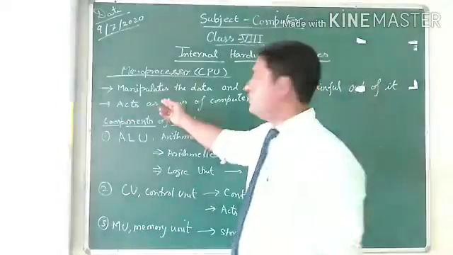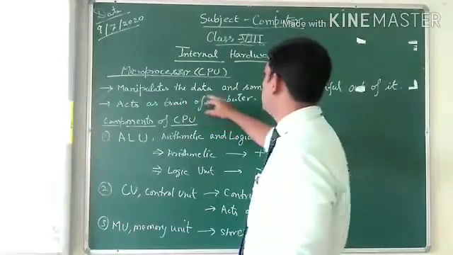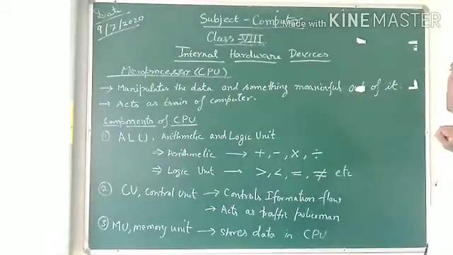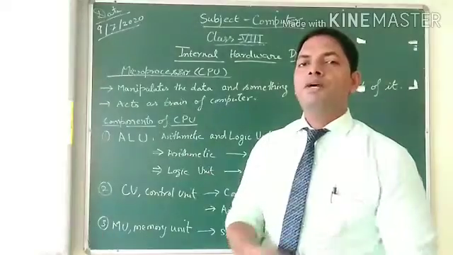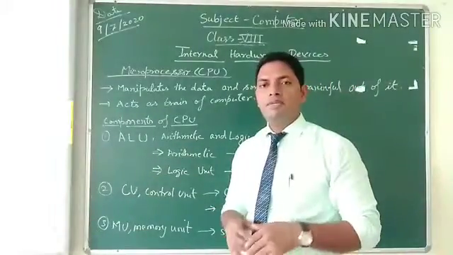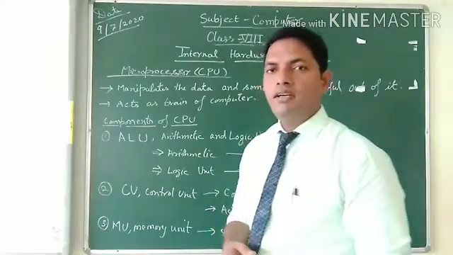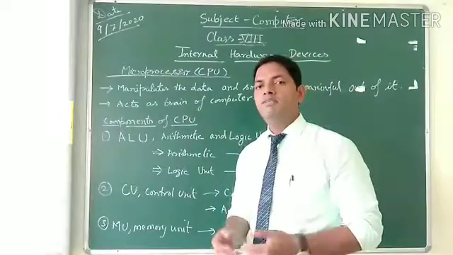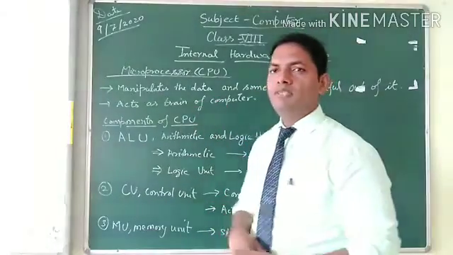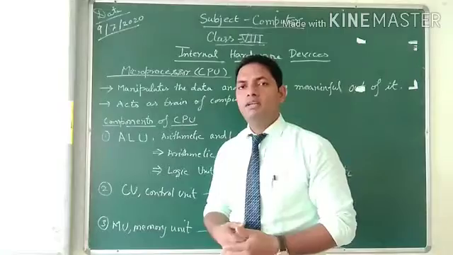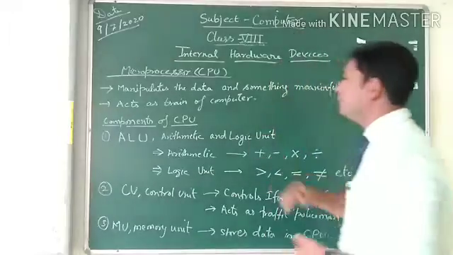How will we define this CPU? We will say that the component which manipulates the data and gives some meaningful output from it is said to be microprocessor. Means we are giving some input to the computer, as for example we are doing some addition, that 1 plus 1 is equal to 2. That type of addition or subtraction or multiplication or any other type of calculation is done by CPU. It acts as a brain of a computer.